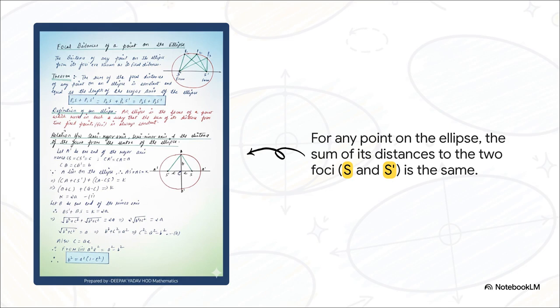See that point P1? The distance from it to the focus S plus its distance to the other focus S' adds up to one specific length. Now here's the cool part. Pick any other point, P2, P3, doesn't matter where. The sum of their distances to those two foci will be exactly the same. That constant sum is the magic trick that defines the entire shape.